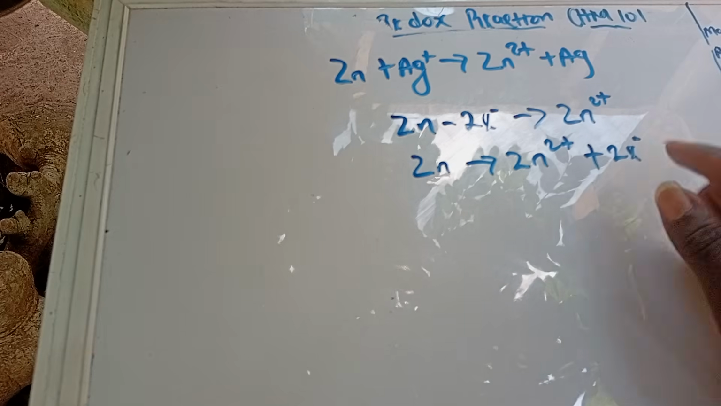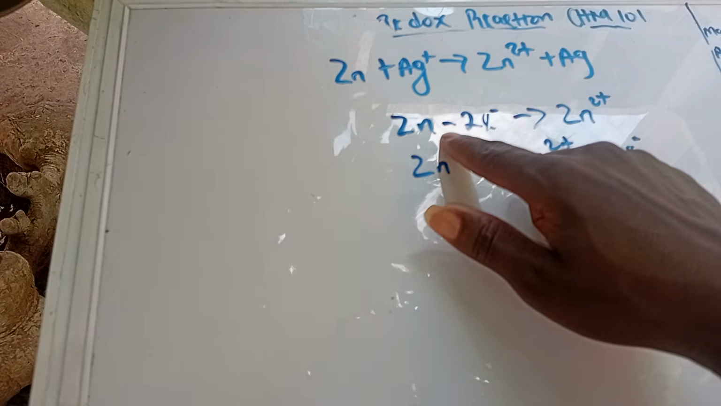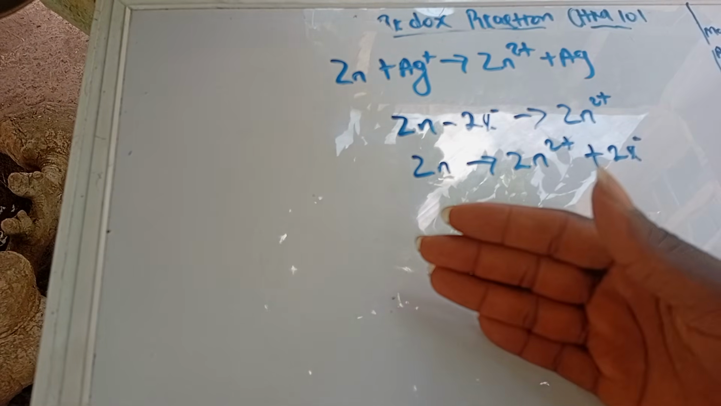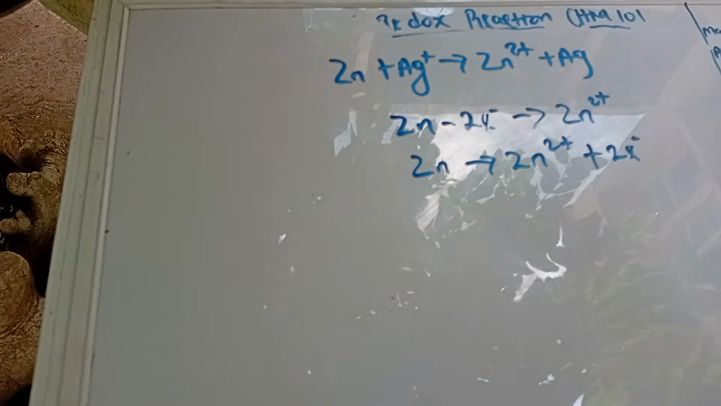Whenever you have electrons on the right side, it's loss of electrons, because initially it was on the left and we moved it by subtraction. But whenever you have electrons on the left, it is gain. If you have it on the right, it's loss, which is oxidation. If you have it on the left, it's gain, which is reduction.